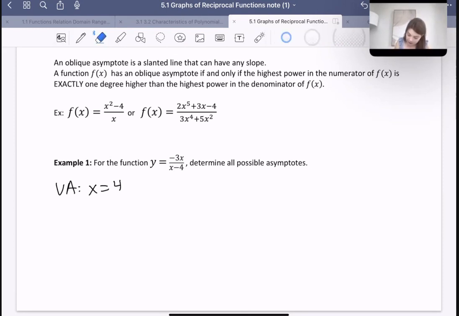Because when x is equal to 4, we have 0 in our denominator. At that same point, x equals 4 does not make 0 in the numerator. We can't cancel x minus 4 out with negative 3x. It doesn't work like that.